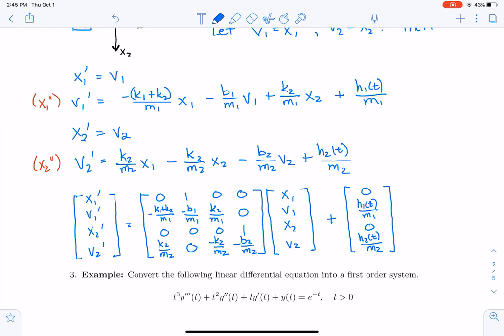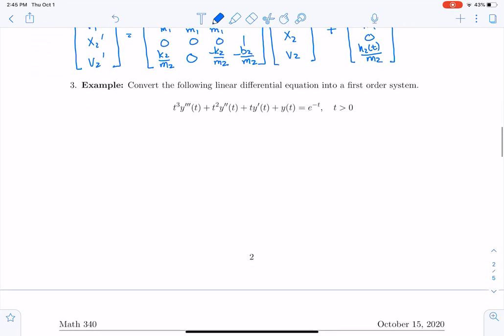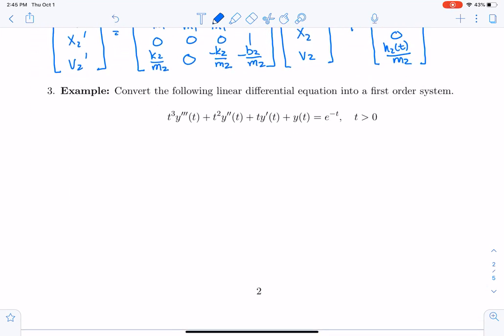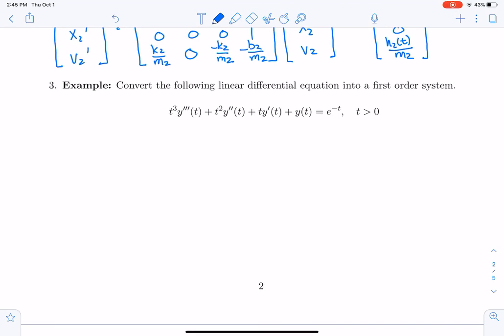Now, let's move on to one more example. I just want to convert, say, a third order equation to a linear system. Okay, so I'm going to start with this equation. It's t cubed y triple prime of t plus t squared y double prime of t plus t y prime of t plus y of t equals e to the minus t. This doesn't necessarily have a physical representation that we can think of, but it's going to illustrate the technique.